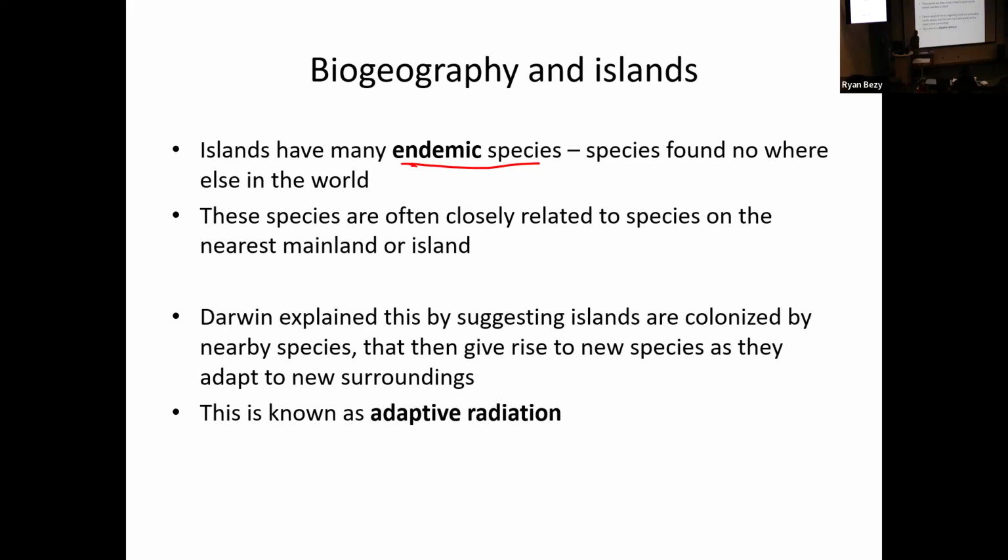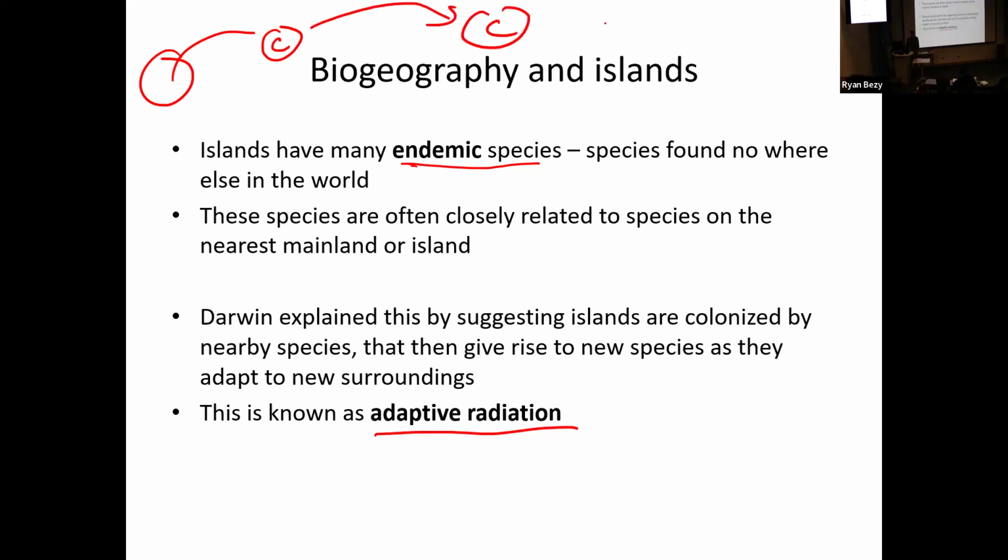Darwin explained this by suggesting that islands are colonized by nearby species. And then those founding populations give rise to new species as they adapt to their new surroundings in a process called adaptive radiation. And adaptive radiation basically means they hop and then they change. They hop to a new spot and then they change some more. The idea here is as these populations move, they adapt to the new surroundings and change to fit those new surroundings.